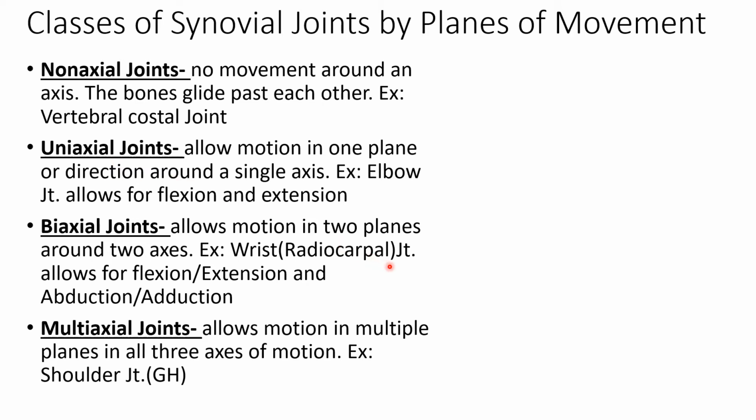Then we have biaxial joints. These are going to allow motion in two planes around two different axes. The example of this would be your wrist, also known as your radiocarpal joint. And this is going to allow for flexion, extension, abduction, and adduction. Then we have your multiaxial joints. These are going to be allowing the most amount of motion, allowing motion in multiple planes and all three axes of motion. Example of that would be your shoulder joint. We also refer to that as your glenohumeral joint.